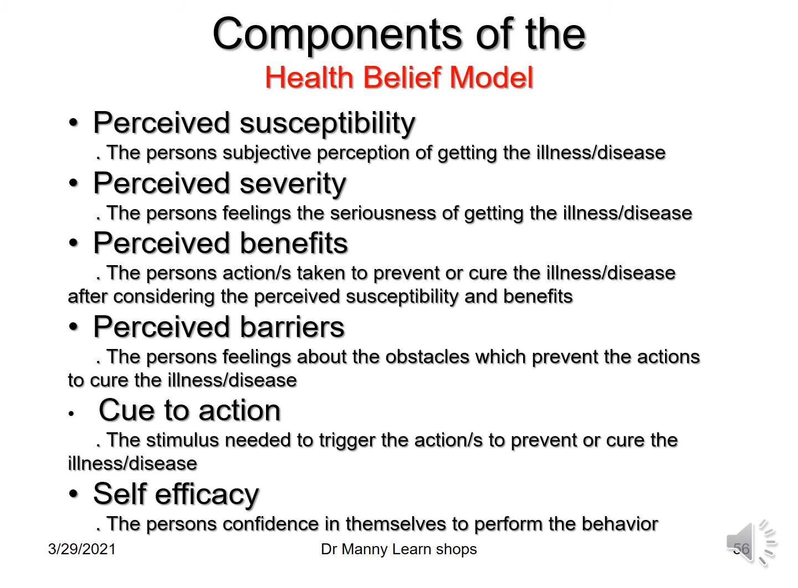The perceived barriers. This is the person's feelings about the obstacles which prevent the actions for the cure of the illness. Look, they may be poor. They may be financially compromised. They may not be able to give up work. Then there's the cue to action. This is the stimulus needed to trigger the actions to prevent or cure the illness or disease. They're getting chest pain. They're getting head pain. They're getting abdominal pain. They're getting bone pain.